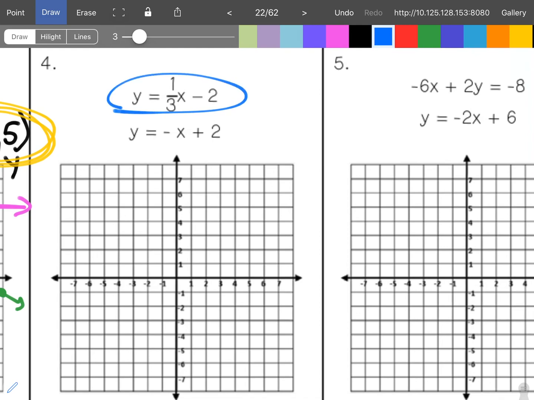All right, the next one, I'm going to start here. My y-intercept is -2, so I'm going to go down to -2 on the y-axis and put a dot. My slope is 1/3, so because it's positive 1/3, I'm going to go up 1 and right 3. And I'm going to continue that pattern. The opposite of going up and to the right would be going down and to the left, and then drawing the line with my arrows.